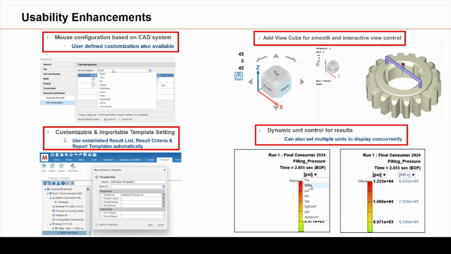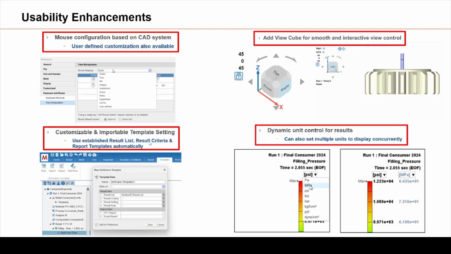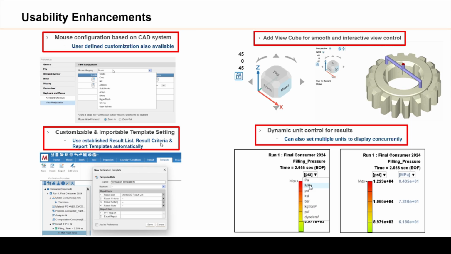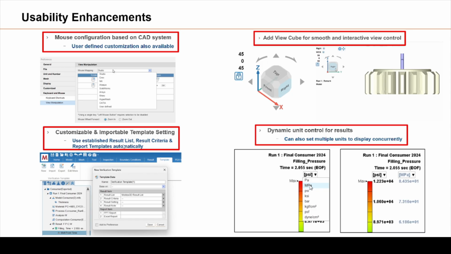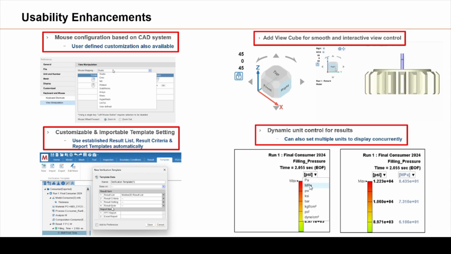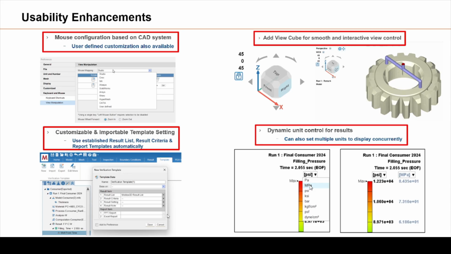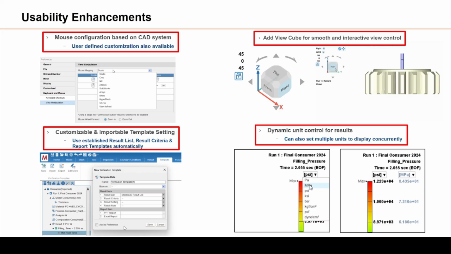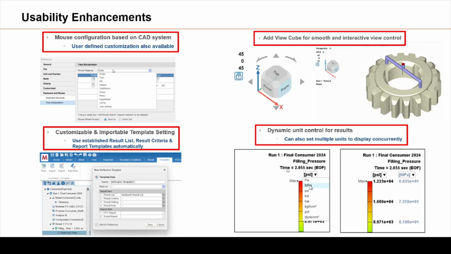We have customizable and importable template settings. Like I was mentioning earlier with the result criteria, you can import or even export your result criteria, and you can import that into this new verification template. This also includes things like result lists, which was introduced in Moldex3D 2024, result settings, result notes, PowerPoint report templates, Excel report templates. You can import all of this information all at the same time. And so you can use that as a template going forward. Similar to a lot of other functions in Moldex3D, you can have multiple verification templates and switch between those at will.